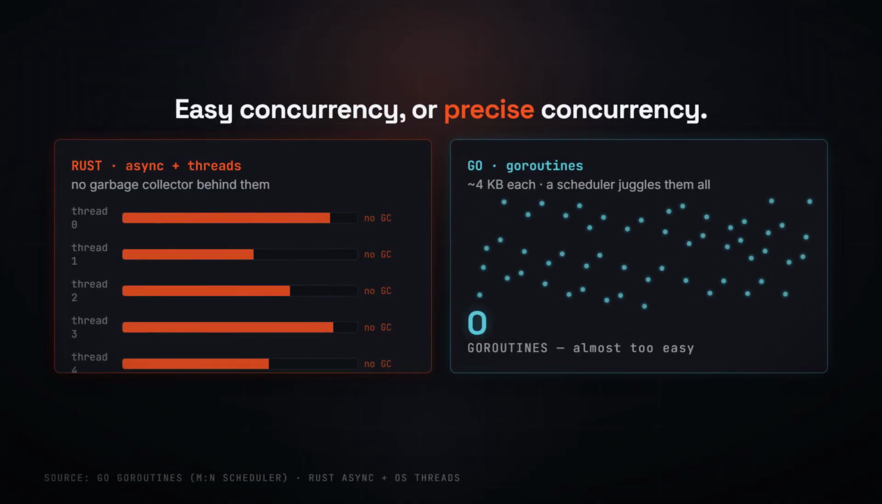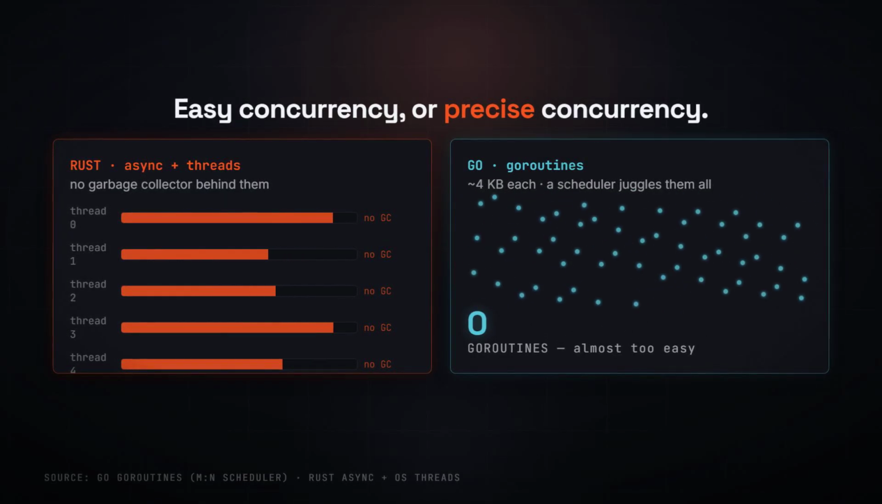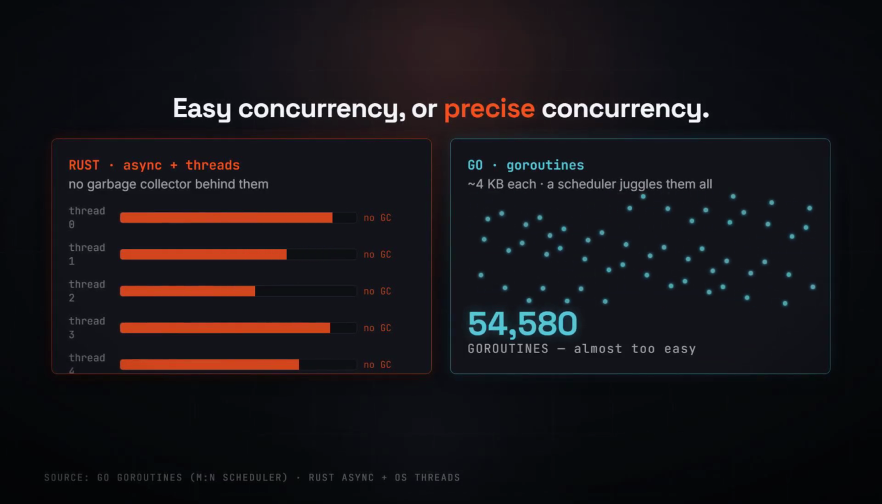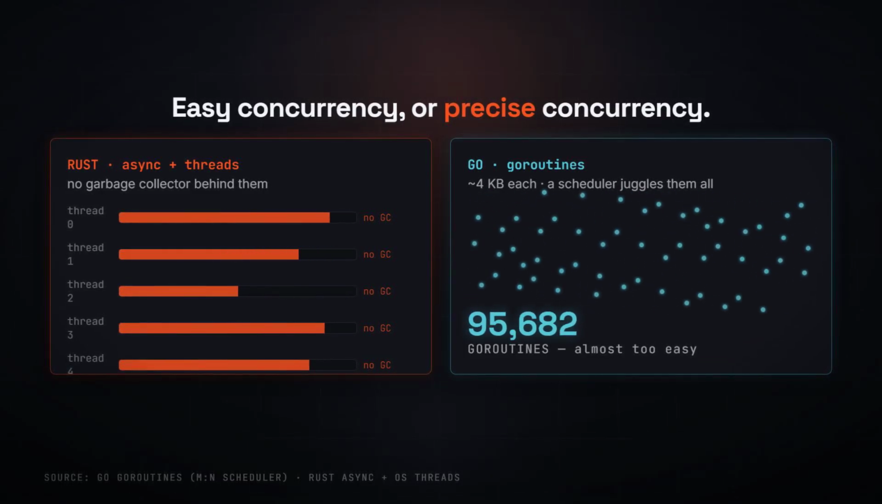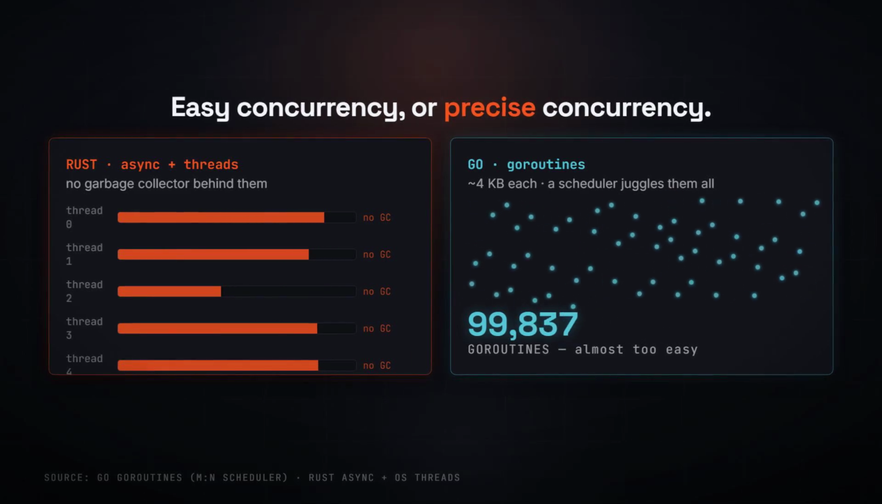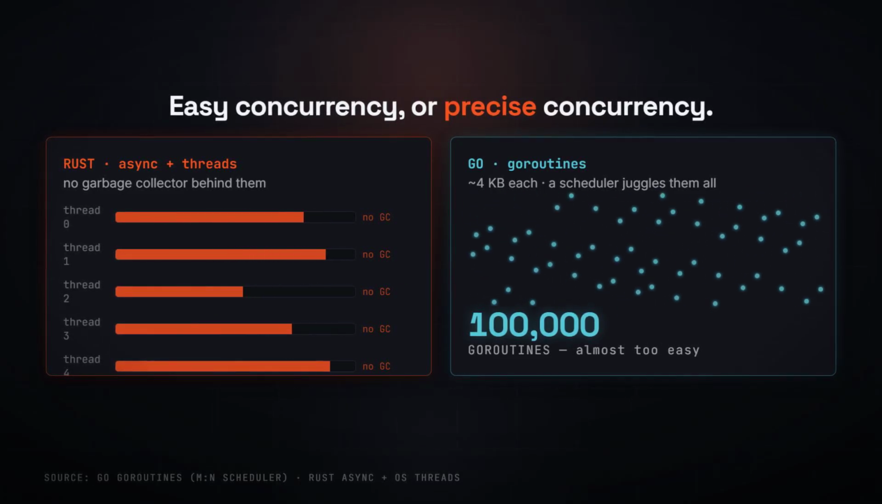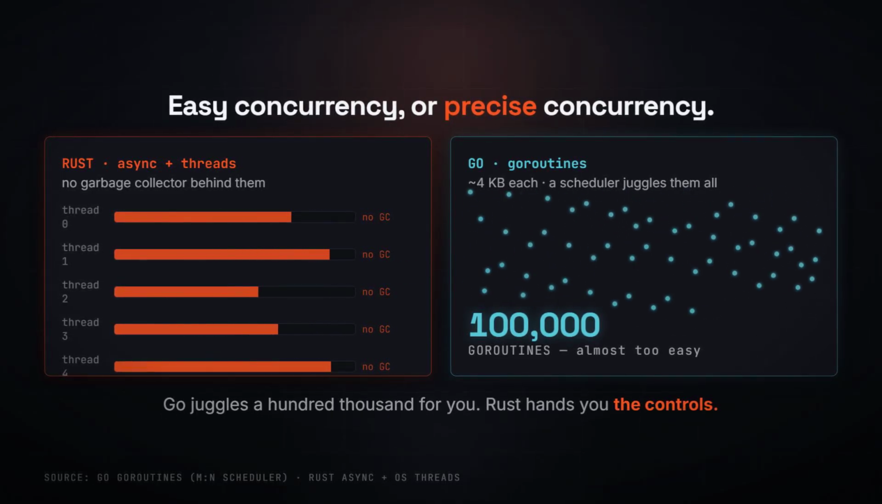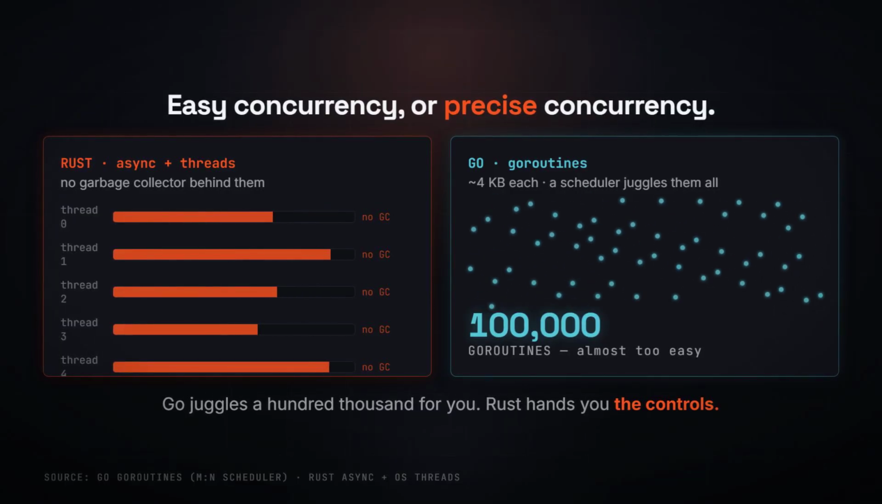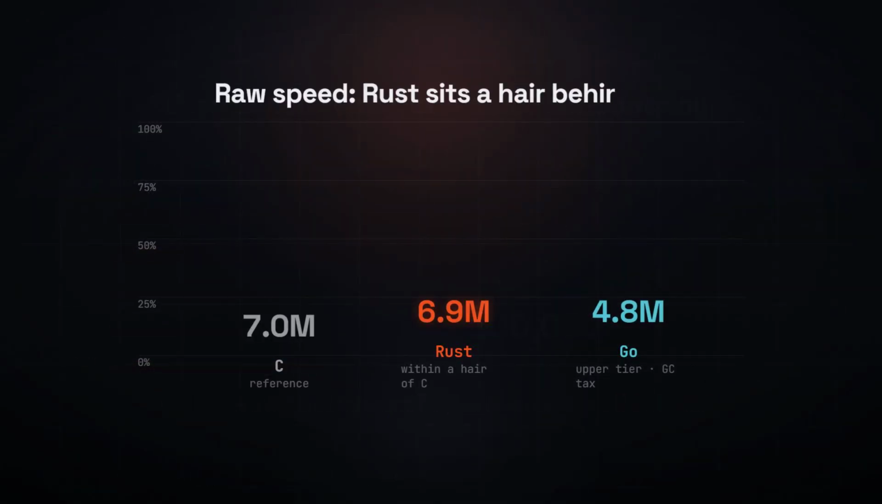Both are built for doing many things at once, very differently. Go gives you Goroutines, spin up 100,000 of them, each just a few kilobytes, and a scheduler juggles them all. It is almost too easy. Rust gives you async and real threads with no garbage collector behind them. More to think about, but total control and no pauses. Easy concurrency or precise concurrency.